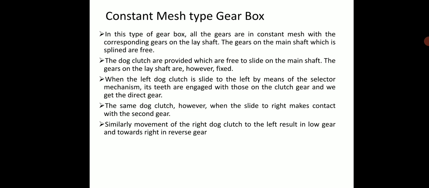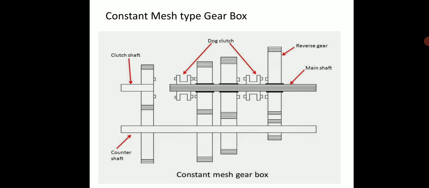Then the constant mesh gearbox. In this type of gearbox, all the gears are in constant mesh with the corresponding gears on the layshaft. The gears on the main shaft are splined or free. Dog clutches are provided, free to slide on the main shaft. The gears on the layshaft are, however, fixed. When the left dog clutch is slid to the left by means of a selector mechanism, its teeth engage with those of the clutch gear and we get a direct gear. The same dog clutch, when slid right, makes contact with the second gear. Similarly, the movement of the right dog clutch to the left results in a lower gear, and towards the right in reverse gear. This diagram shows the constant mesh gearbox.